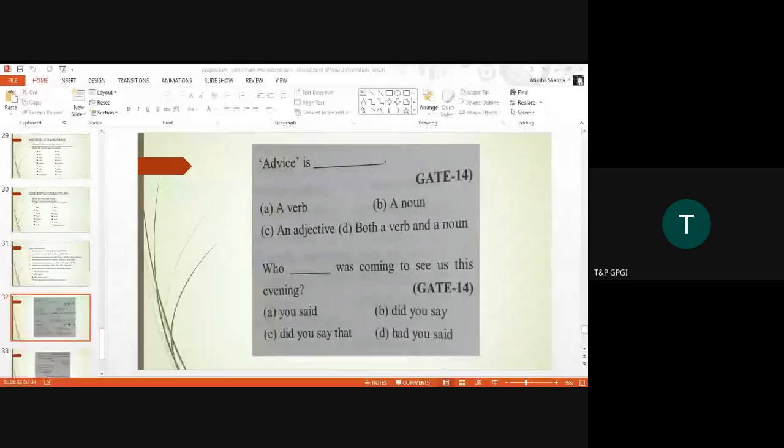This is the end of our session today. I hope you understood interjections, and I hope you will be able to use this in your GATE examination. If you have any doubt now, please write your doubts in the text section over there, or you can unmute yourself and ask. You can just ask me in any way you're comfortable with.